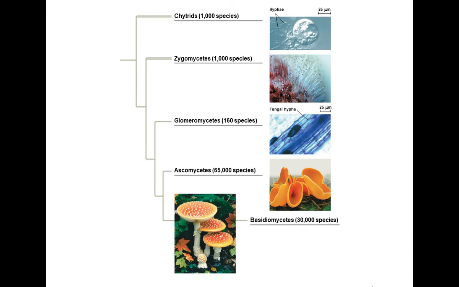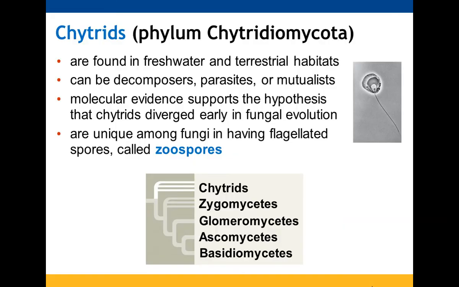So those are the main phyla that make up fungi: the chytrids, the zygomycetes, the glomeromycetes, the ascomycetes, and the basidiomycetes. So the chytrids are found in freshwater and land habitats, and they can have all the roles we talked about previously with fungi. They are thought to have diverged fairly early, and they have flagellated spores called zoospores. And you can see how there's different groups of chytrids coming off of that evolutionary tree.